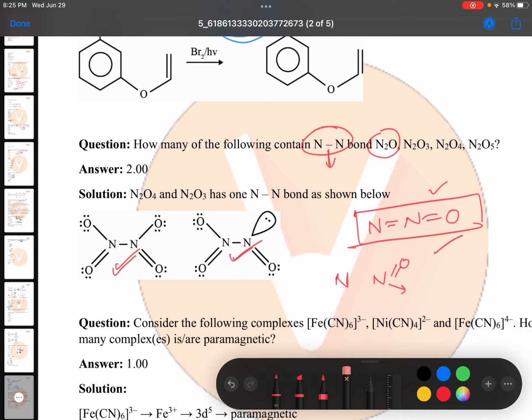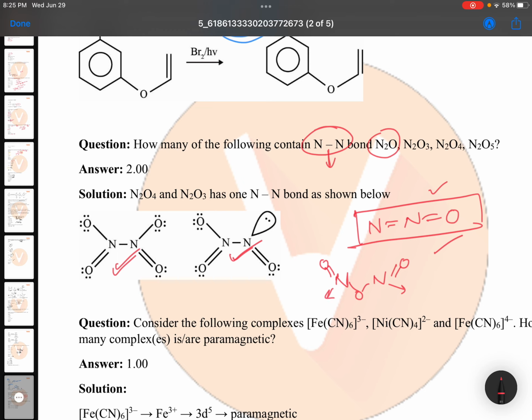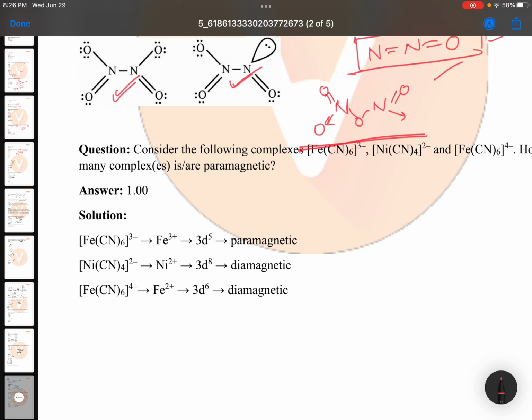N2O5 will have a structure like this, with double bond O and single bond O. This is N2O5. So this is not possible because an N-O-N bond is there. N2O4, N2O3 is okay. N2O also contains it, but that is a double bond. Whether it is a single bond or double bond, we need to see the question very carefully.